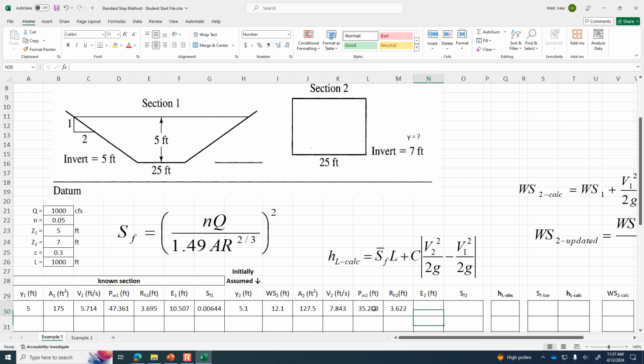And now how much energy is there at 2? So E2 is just going to be, once again, Z plus the depth plus the velocity head. By the way, water surface already is Y plus Z. So I could just say it is water surface, and now I have to add on the velocity head at 2. So plus V squared divided by 2 divided by 32.2.